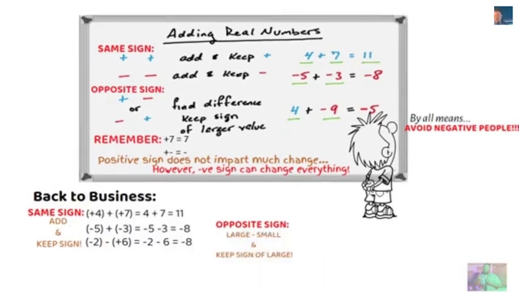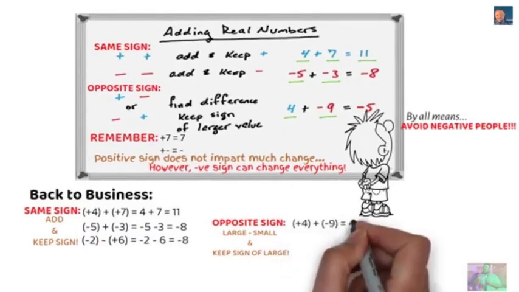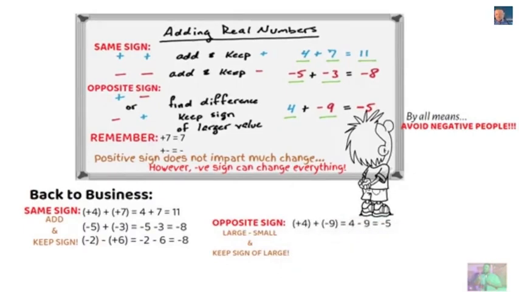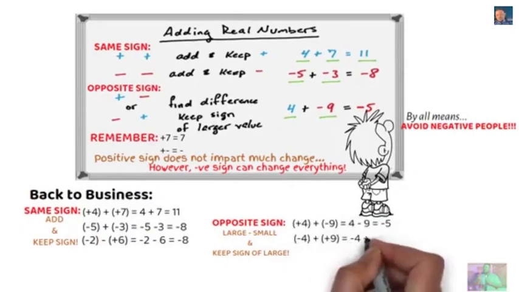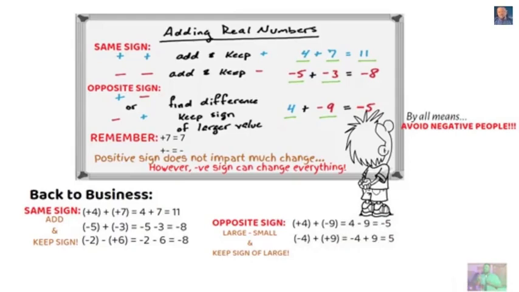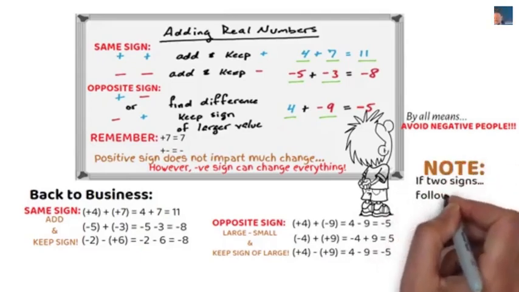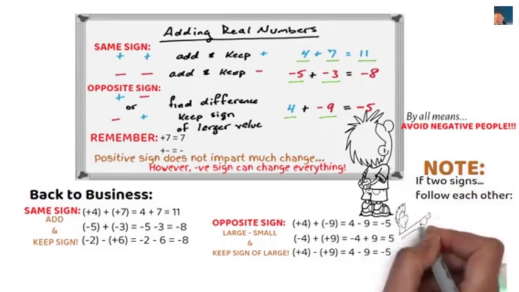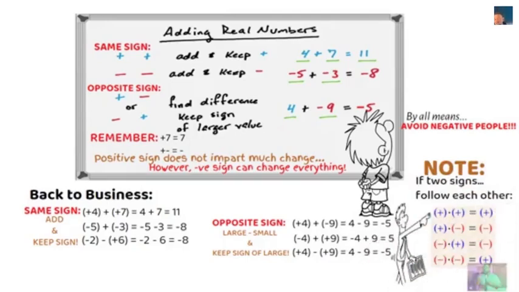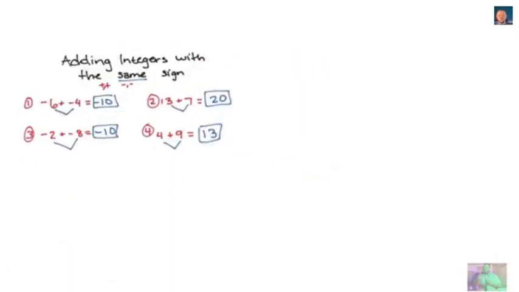If the signs are opposite, the large minus the small, then you keep the sign of the large. So it's going to be 9 minus 4 to give me 5. The sign of 9 is negative, so my answer is negative. Here the sign of 9 is positive, so my answer is positive. You get it? What determines the sign of your answer is the sign of the larger one. So you can follow the expressions there to know what to do. If you have the same sign you add, if you have opposite signs you subtract.